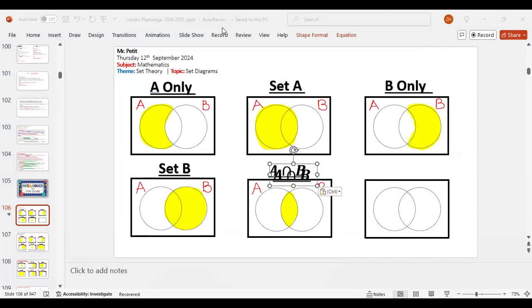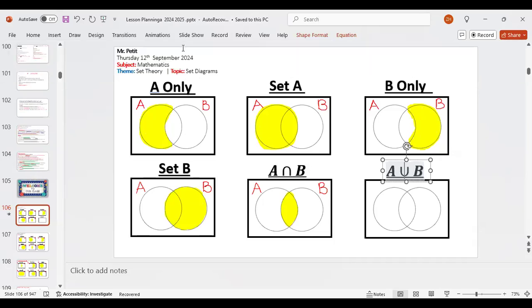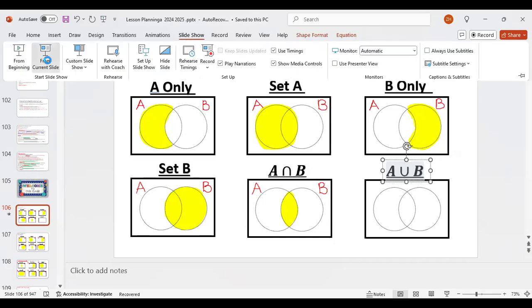So let me explain it. For this one, what do you think we want? We don't want the intersection. What do we want? Give it a guess. Union. The union, A union B. Now, what is A union B going to be? How are we going to shade that?